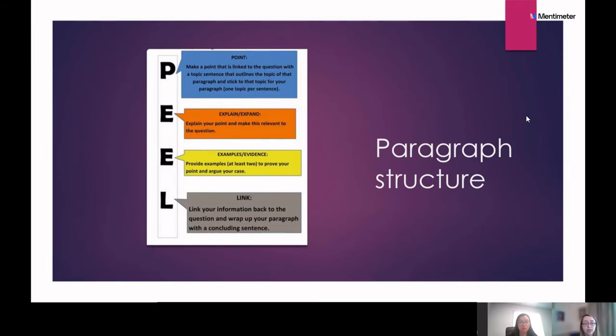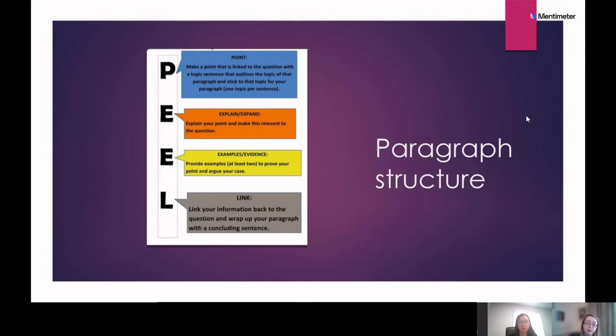Then just to go through the paragraph structure, you can use PEEL to remember what to include. So P, point. Make a point that is linked to the question with a topic sentence that outlines the topic of the paragraph, and stick to that topic for this paragraph. So remember 1 point, 1 paragraph. E, explain and expand. Explain your point and make this relevant to the question. E again, explain and evidence. So provide examples, at least 2, to prove your point and argue your case. And it's really important when you're providing evidence to include references, which we'll mention again a little bit later.